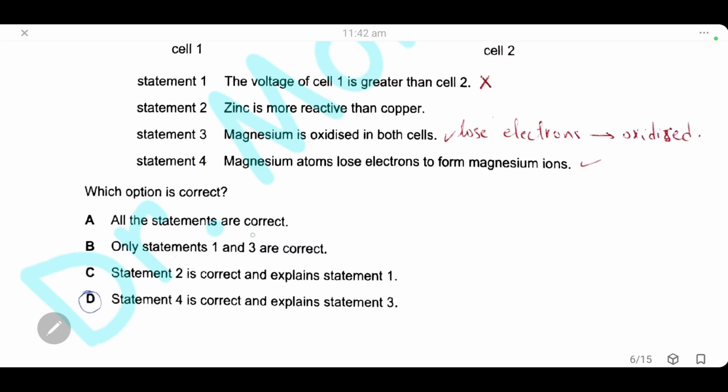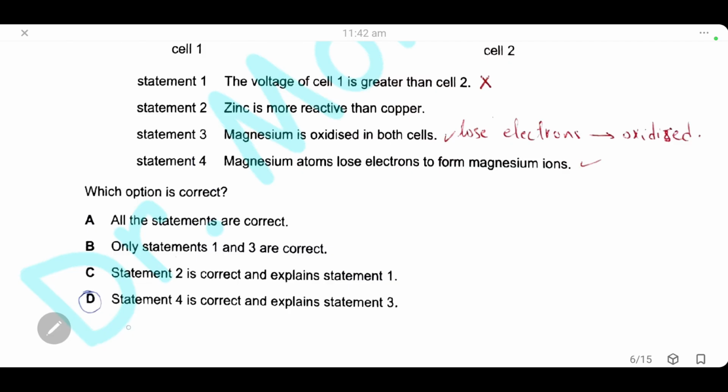Number 1, all statements are correct. This is, of course, not right, because statement 1 is wrong. Only statements 1 and 3 are correct. This is also wrong, because statement 1 is still not correct. C, statement 2 is correct and explains statement 1. This is wrong. Statement 2 is correct, zinc is more reactive than copper, but it doesn't explain anything about statement 1.